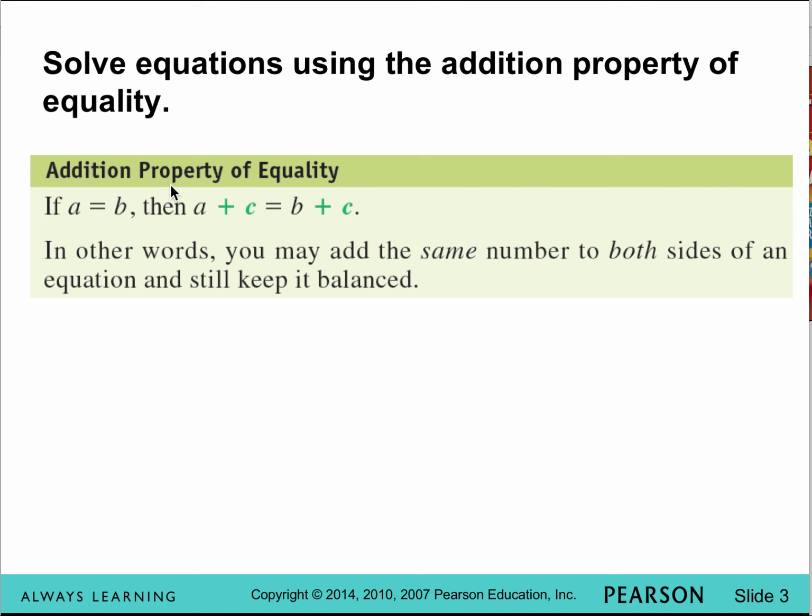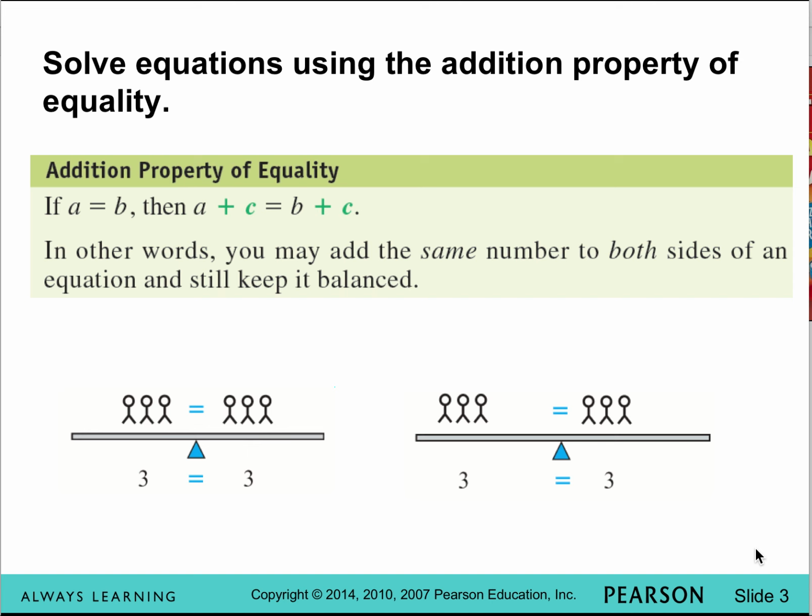We have something called the addition property of equality. Okay, it says if we have two things that are equal, and remember they may look different, it might be 5 plus 1 and 3 times 2, but as long as I add the same thing to both sides, it's going to stay equal. Notice here, if we added 2 more people on the balance beam, as long as we put 2 more on the other side, it's still going to be equal.